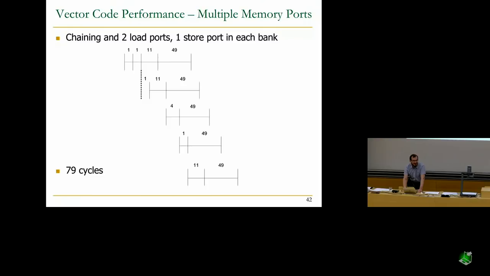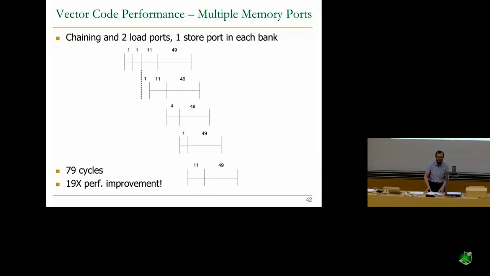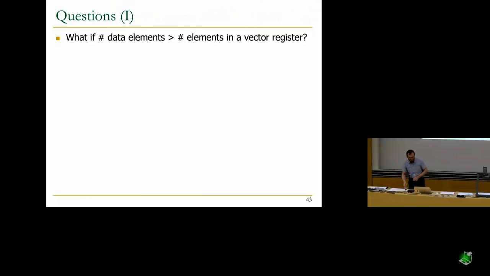We started with 1504, so that's a 19x performance improvement. That's good, right? Of course, we made the machine a little bit more expensive, clearly more expensive, but 19x is also good. And this is essentially what vector processors do, what GPUs also do. They use all of these principles. Okay, can you do better? I'm going to leave that up to you. Clearly you can.